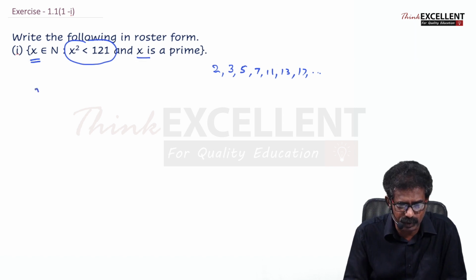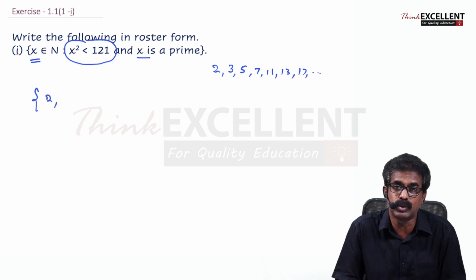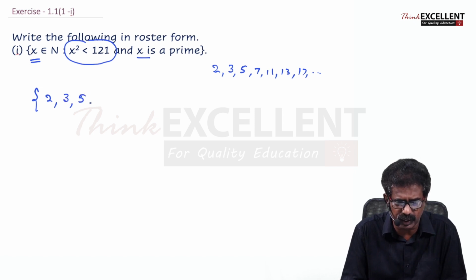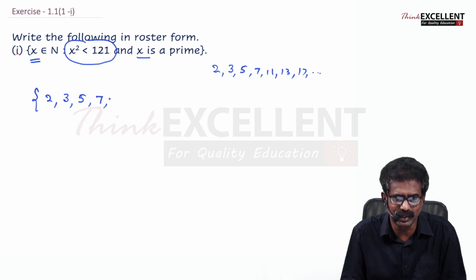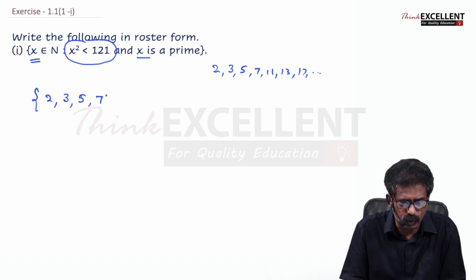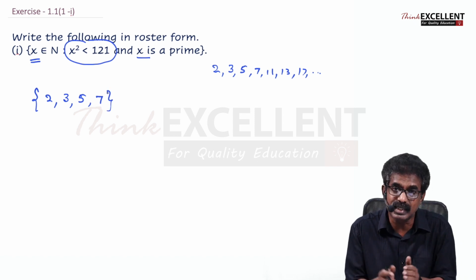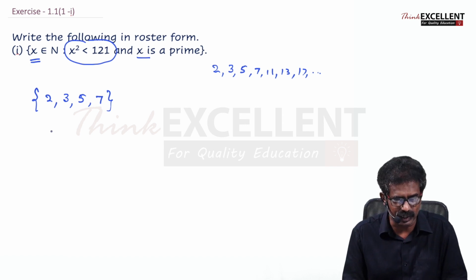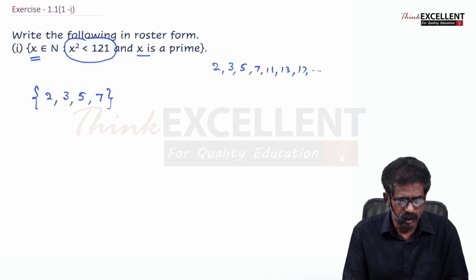So, which one you can take? You can take 2 because 2 square is 4, less than 121. 3 you can take, 3 square is only 9. 5 you can take because 25 only. 7 you can take because 7 square is 49, right? 11 you cannot take, because 11 square is 121, and x square must be less than 121. If they say x square less than or equal to 121, then 11 also you can take. So here only the four numbers. Write in roster form, so that's your answer.